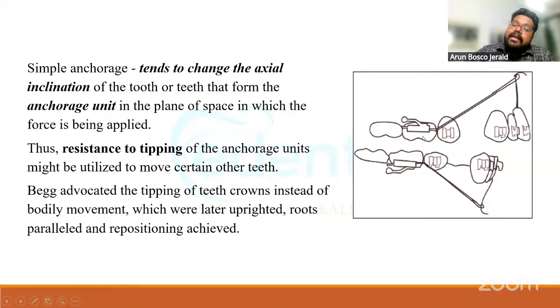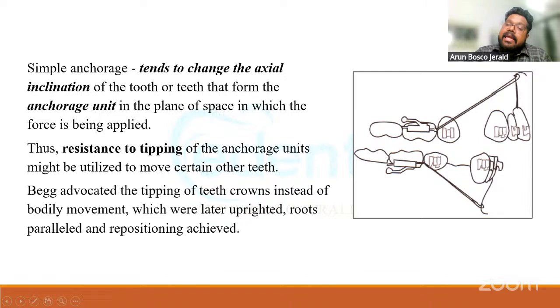What he has done is he has given this tip back bend so that the molar is maintained in resistance to tipping. He gave force to retract the anteriors. But actually, since the root surface area is lesser, they are tipped distally first. So in Begg's technique, there is no bodily movement first. Instead, he has tipped the anteriors posteriorly to close the space. Once the anteriors are tipped posteriorly, then he gave some springs to upright the roots.